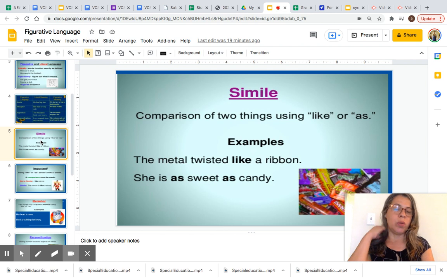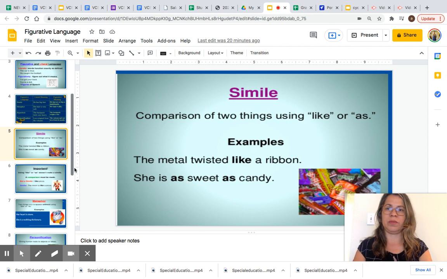Now we are going to look at each figurative language separately, and we are going to start by taking a look at simile. What is simile? Comparison of two things using like or as. Examples: the metal twisted like a ribbon. She is as sweet as candy. So you can see in both examples, the writer used either like or as to compare two different things.